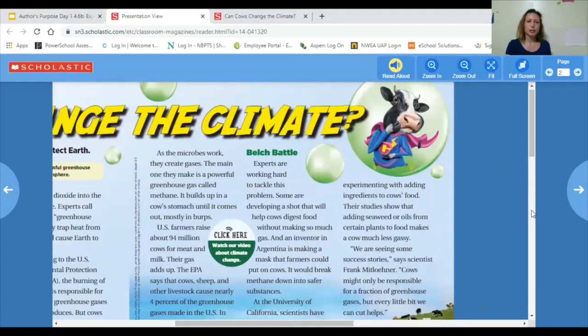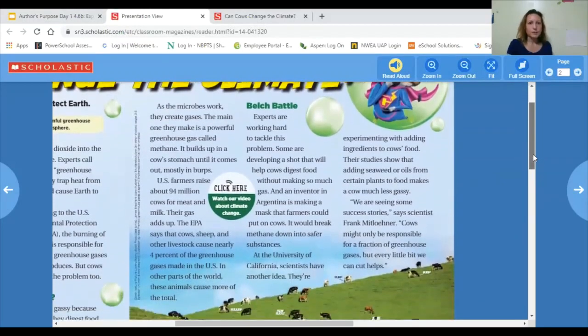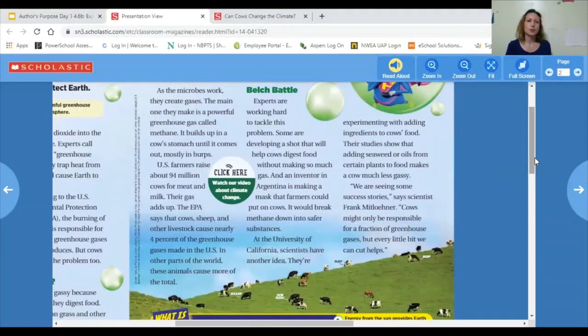As the microbes work, they create gases. The main one they make is a powerful greenhouse gas called methane. It builds up in a cow's stomach until it comes out, mostly in burps. U.S. farmers raise about 94 million cows for meat and milk. Their gas adds up. The EPA says that cows, sheep, and other livestock cause nearly 4% of the greenhouse gases made in the U.S. In other parts of the world, these animals cause more of the total.